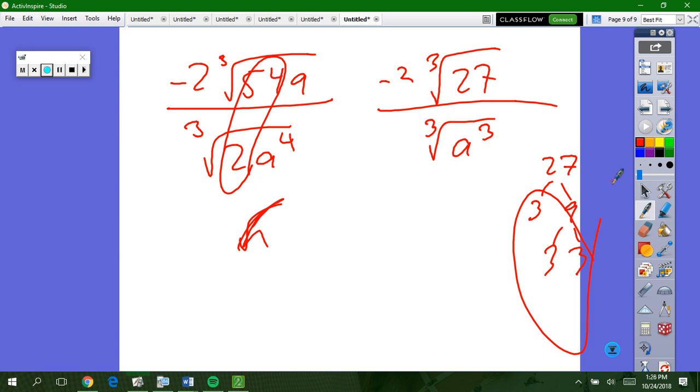But I already had a negative 2 up here, didn't I? So negative 2 times 3 is negative 6 on top. And what's the cube root of A cubed? A. Am I done? Do I need absolute values? No, because it came out of an odd root.